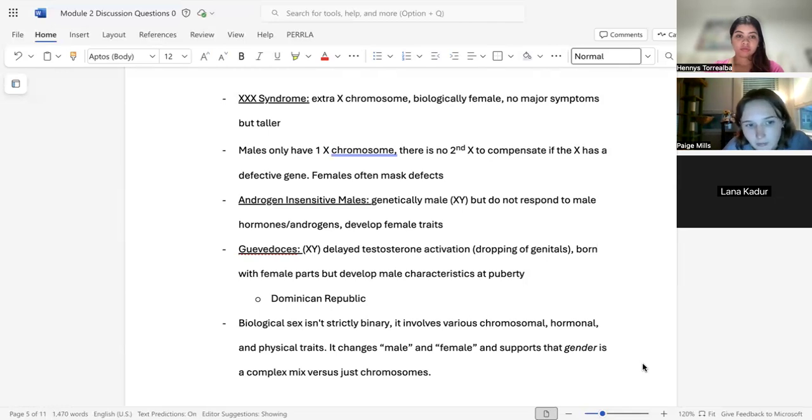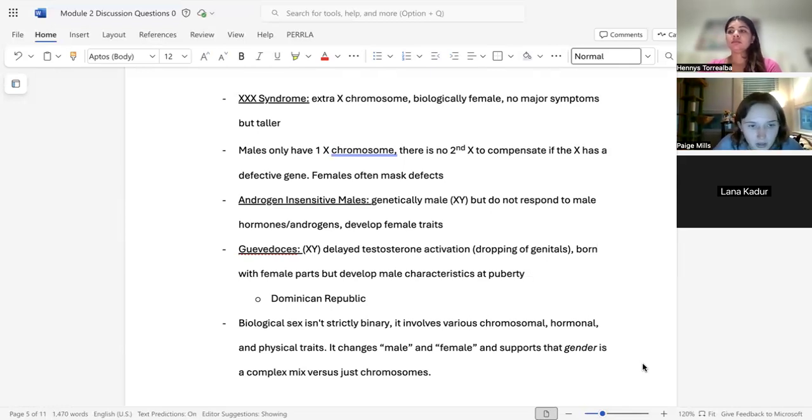Sorry. Androgen insensitive males, these are genetically male, so they have the XY chromosome, but they do not respond to male hormones or androgens, and they often develop female traits. And I believe they also usually identify as female.